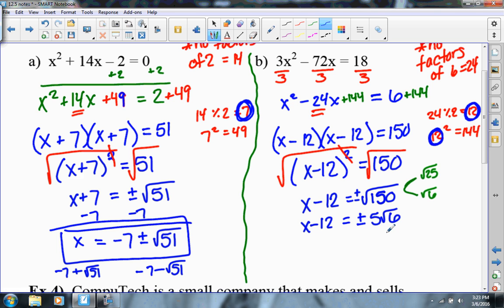I can't write this out as a decimal because that wouldn't be as accurate, so I'm going to leave it as plus or minus 5 square root 6. And I still have to solve for x. So to do that, I have to add the 12 over.